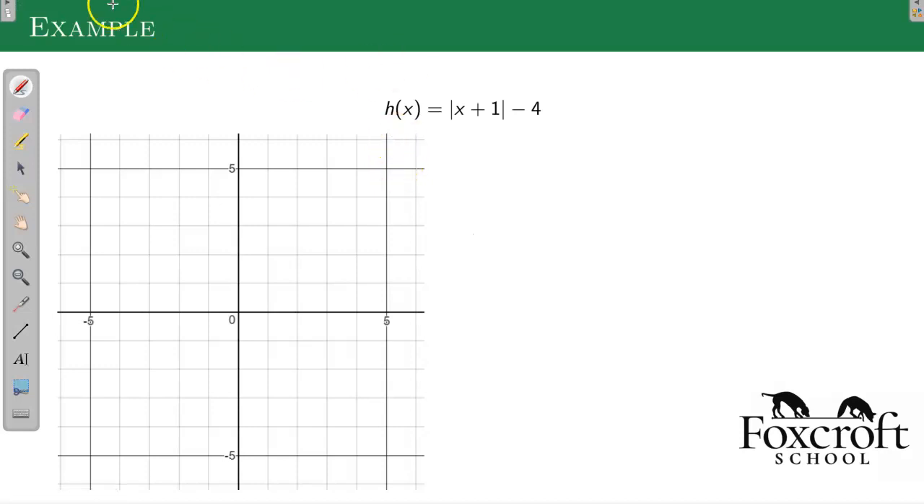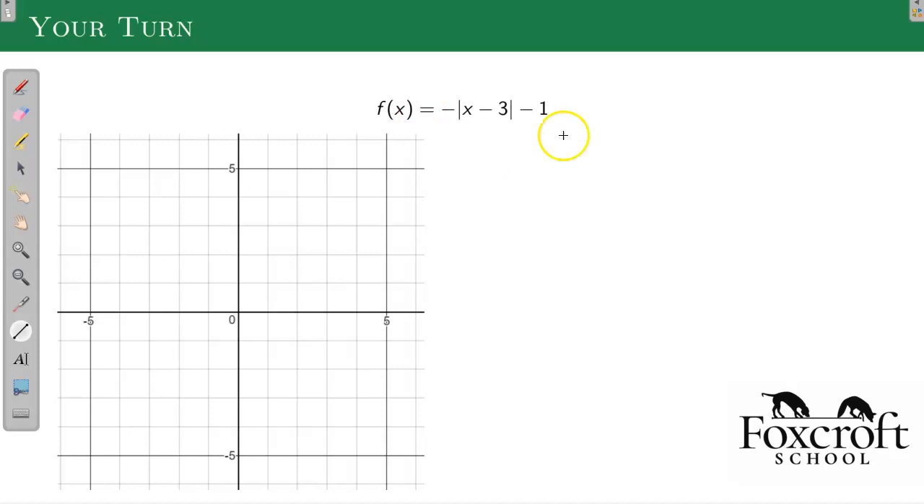Next one. Again, I'm not even going to go through the steps. I have my V. It's going to go left 1, down 4. So now my V is going to originate from there, but then it's just the V after that. That's my final graph. Had a V here, left 1, down 4.